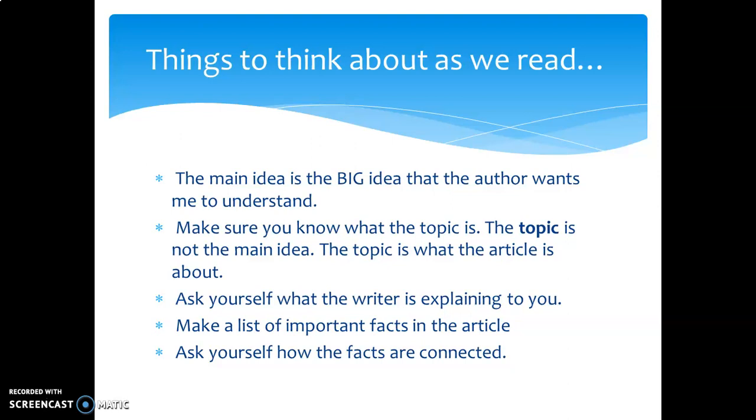Ask yourself what the writer is explaining to you. So think about what the writer is saying and what they are explaining and trying to communicate to you. Jot down a list of important facts as you're reading. So as you find important facts in the article, write them down so that you can see how they're connected. Because next you'll have to ask yourself, how are these different facts connected? And what do they have in common? That's going to help me find the main idea.